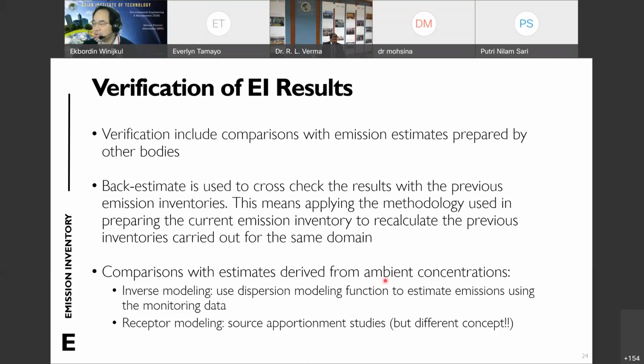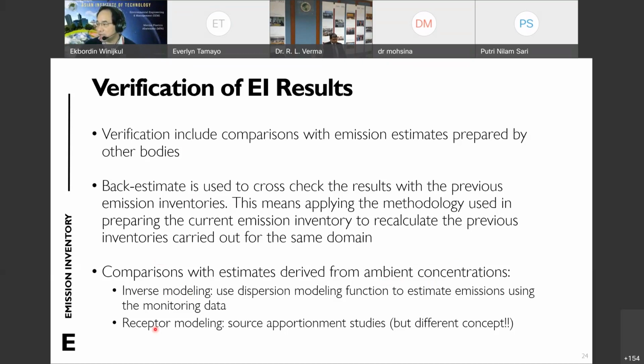Maybe use other approaches, like checking from the ambient concentration by using some inverse modeling approach. For example, you put the emission inventory into the model, and then the model estimates the concentration, and you check whether the concentration from the model is at the same level as the monitoring data. Or maybe you can use the receptor model that can also give information about the source.